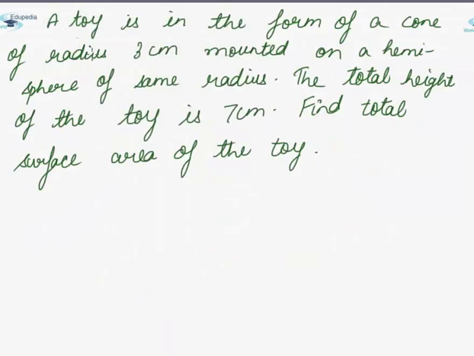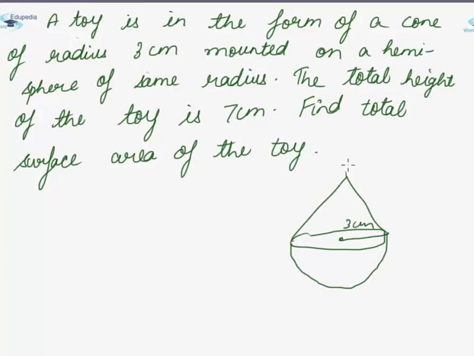Now in this question, a toy is in the form of a cone of radius 3 centimeter mounted on a hemisphere of the same radius. So we have a toy which is a cone mounted on a hemisphere, both radii being 3 centimeters. The total height of the toy is 7 centimeters.